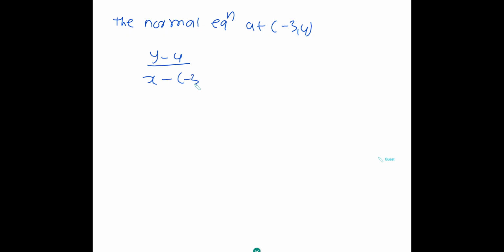Yeah. And now getting the normal equation at negative 3 comma 4. So y minus 4 equals negative 4 over 3 times (x minus negative 3). So y minus 4 equals negative 4 over 3 x minus 4. So y equals negative 4 over 3 x. Got it?